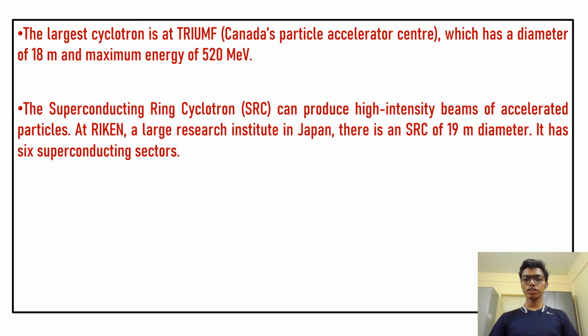The largest cyclotron is at TRIUMF, Canada's Particle Accelerator Centre, which has a diameter of 18 meters and maximum energy of 520 mega electron volts. The superconducting ring cyclotron SRC can produce high-intensity beams of accelerated particles at RIKEN, a large research institute in Japan. There is an SRC of 19 meter diameter. It has 6 superconducting sectors.